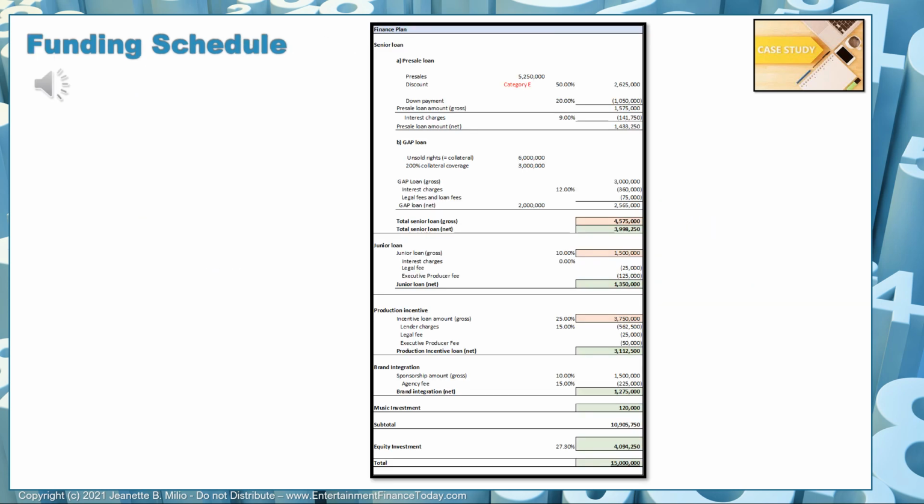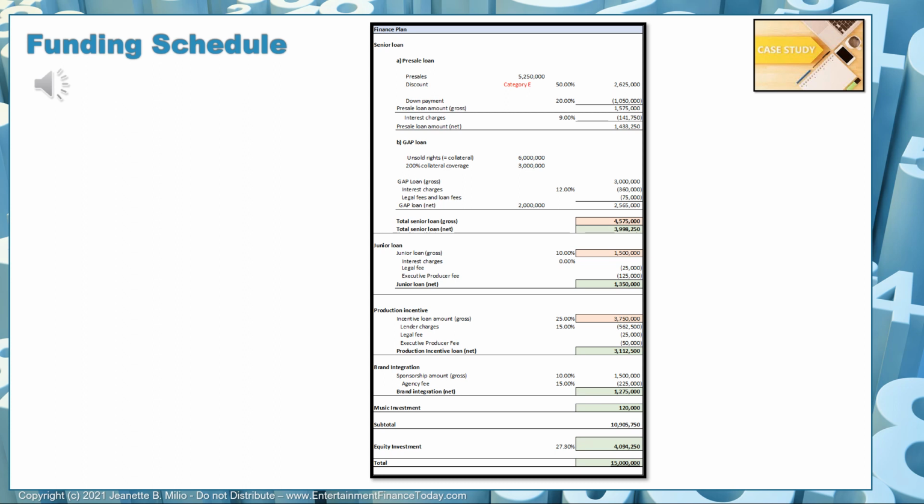So let's take a look at our finance plan again. We have pre-sales that we have done in the form of distribution agreements to buyers, bought based on our script and our cast and our director and our budget. These distribution agreements are done before the movie is produced, which is why they're called pre-sales and not sales. And that is $5,250,000.